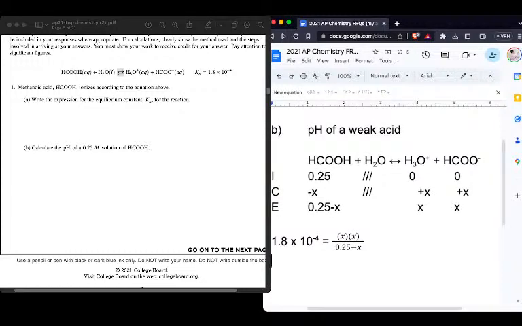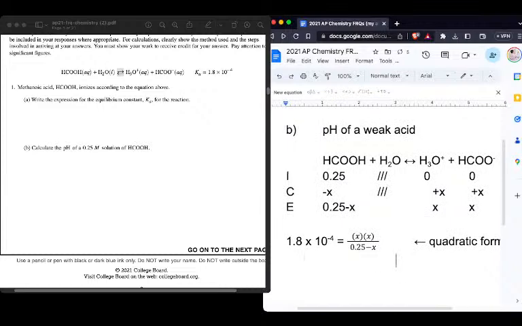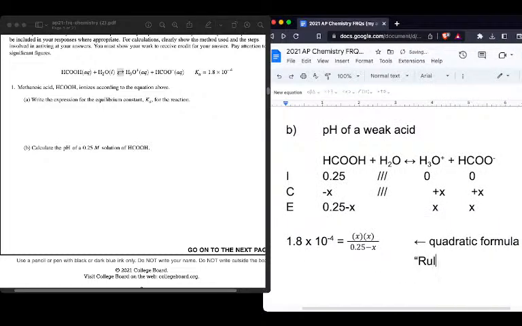Cool. Now, one option to solve this is the quadratic formula, but I really don't want you to have to do that. So instead, I'd like you to consider the rule of 100.